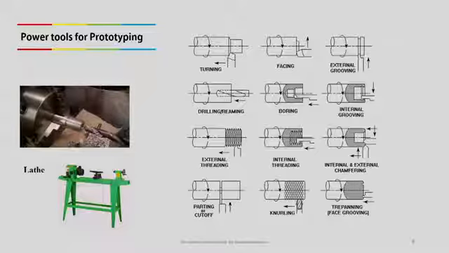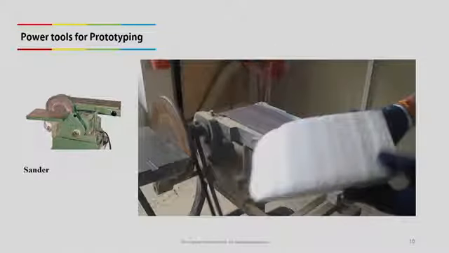So, this is the construction of the wood lathe. Here the chuck is completely different from the metal lathe. This is the chuck of the metal lathe. Next power tool is sander. In sander there are two parts, one is disc sander and another is the belt sander. So, now let us see how belt sander works.